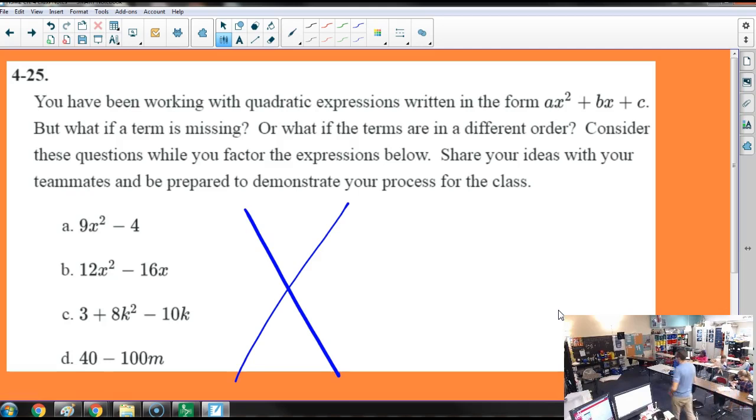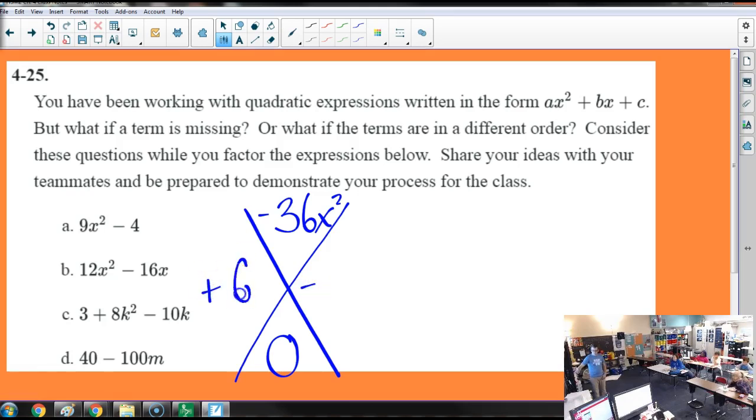What we have is 9x squared minus 4. So negative 36x squared. Hey guys, rejoin me please. But b is 0. Okay, great. Negative 36 over 36x. 6 and negative 6, because they cancel out.